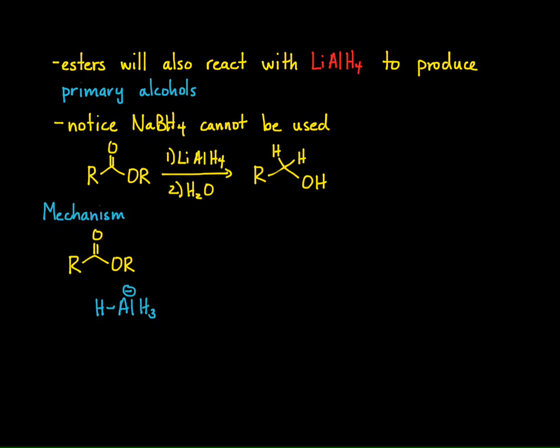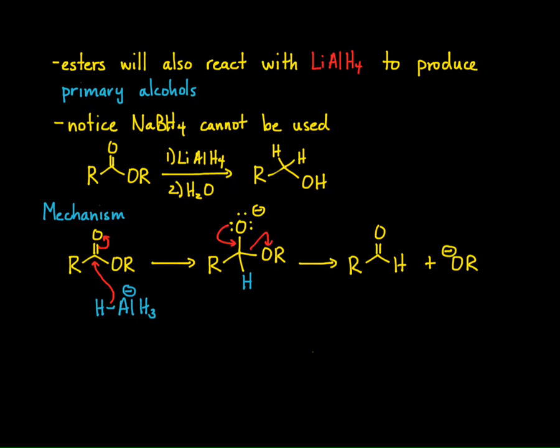It's going to donate a hydride to the carbonyl, and we generate our tetrahedral intermediate, where now we have hydride being added. That's the nucleophile. And so the alkoxide OR is a good enough leaving group. We regenerate our carbonyl and we displace OR minus, and we have formed an aldehyde.